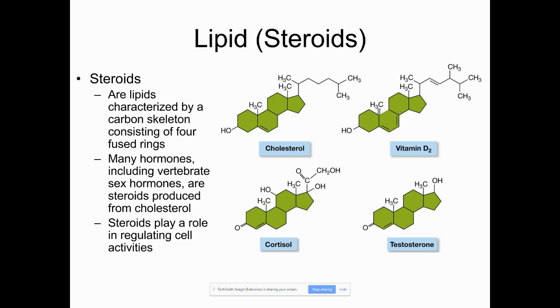Cholesterol is a very key lipid. We think of cholesterol as being bad because cholesterol in your bloodstream can cause blockages and it can cause some type of cardiovascular diseases. But cholesterol is vital.